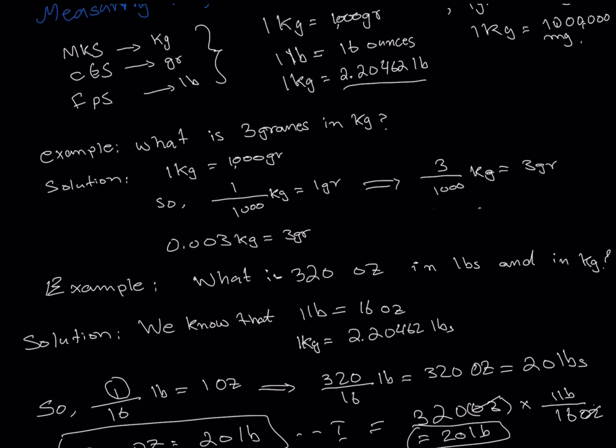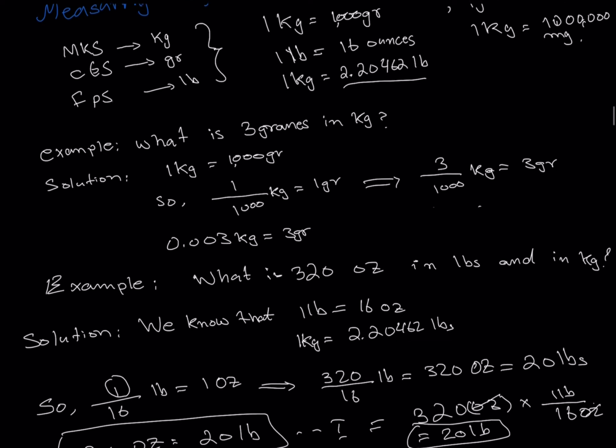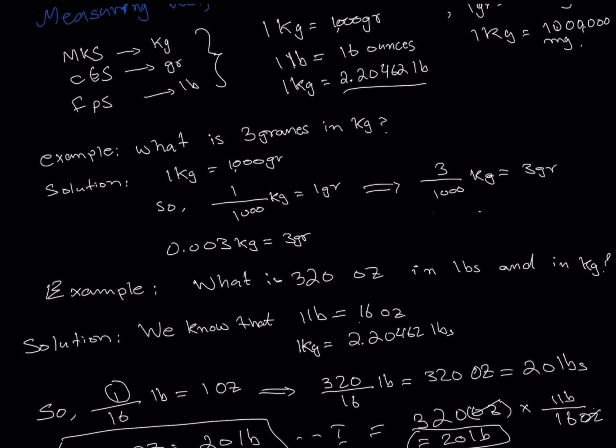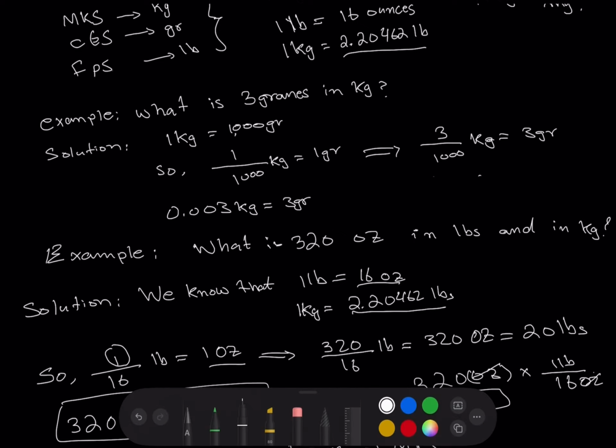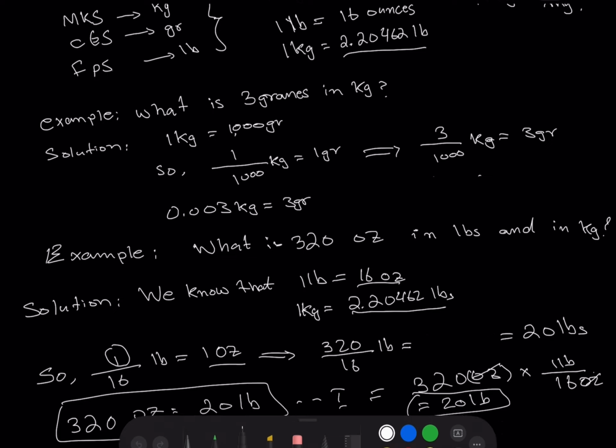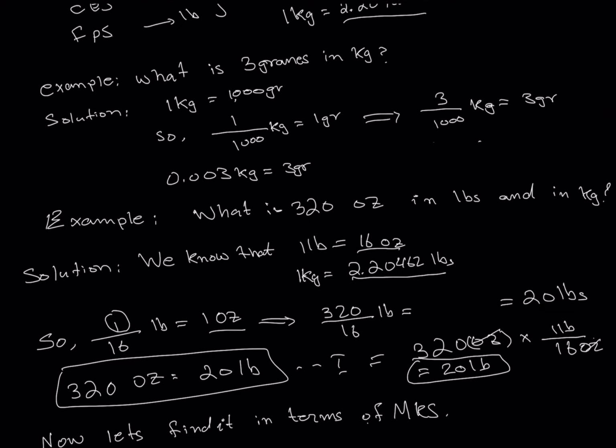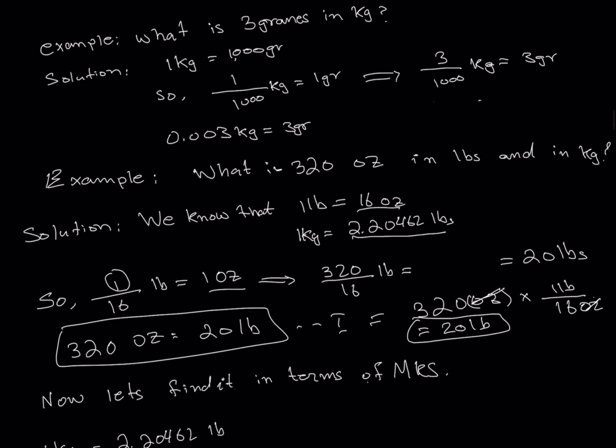Okay, now we are asked to find 320 ounces in pounds and kilograms. 1 pound is equal to 16 ounces, and 1 kilogram is equal to 2.20462 pounds. So 1 over 16 pound is equal to 1 ounce. It will be 320 ounces times 1 pound over 16 ounces. Ounce cancels out with ounce, and 320 divided by 16 gives me 20 pounds. So that's how we got 20 pounds.